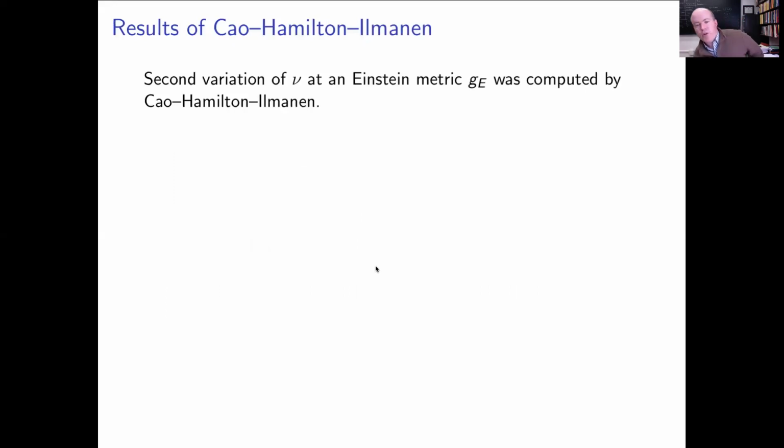So if we're at a critical point, what we want to do is compute the second variation of nu. And for the case of Einstein metrics, this was computed by a foundational paper due to Cao, Hamilton, and Ilmanen.